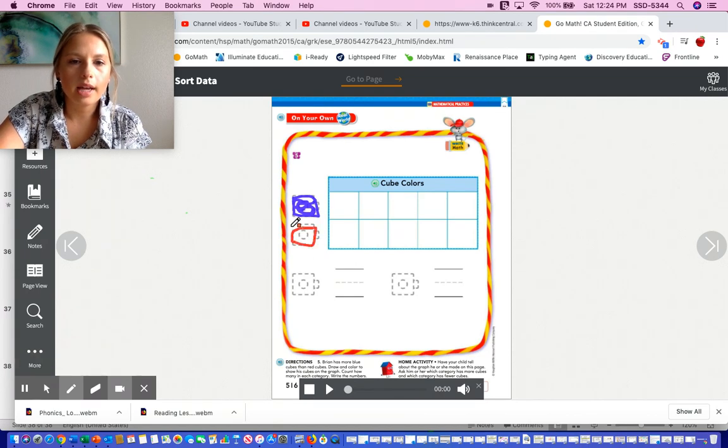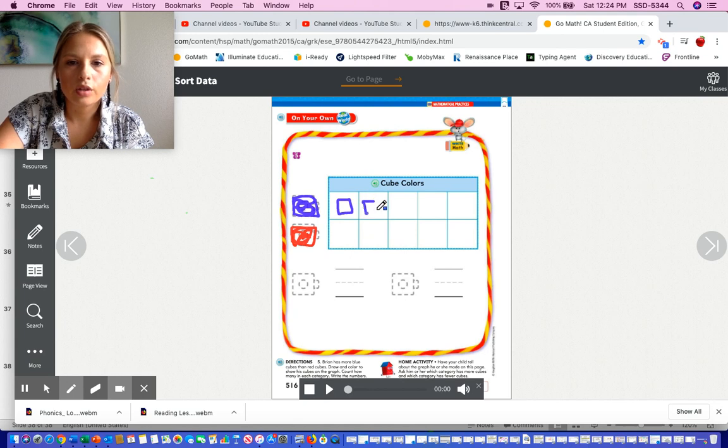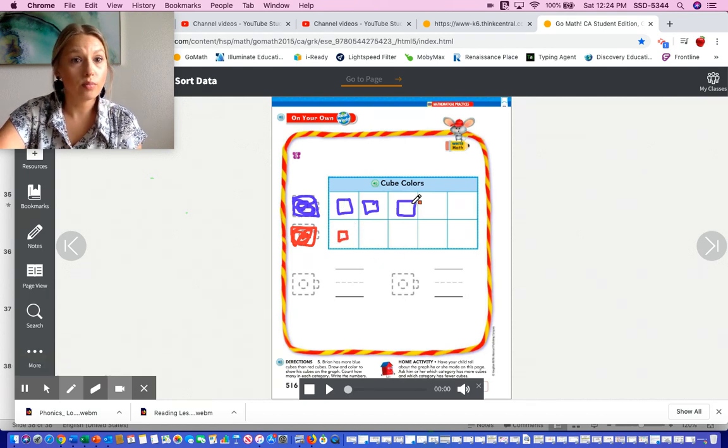And it says Brian has more blue cubes than red. Okay, so let's put some blue cubes in. 1, 2, 3. I'm just putting any number. 3. Okay, that's fine. But he has more blue than red, so I know I can't do more red. I'm only going to do 1 red. Because there's more blue than red, right? You could do 2, but if you did 3, it wouldn't match.